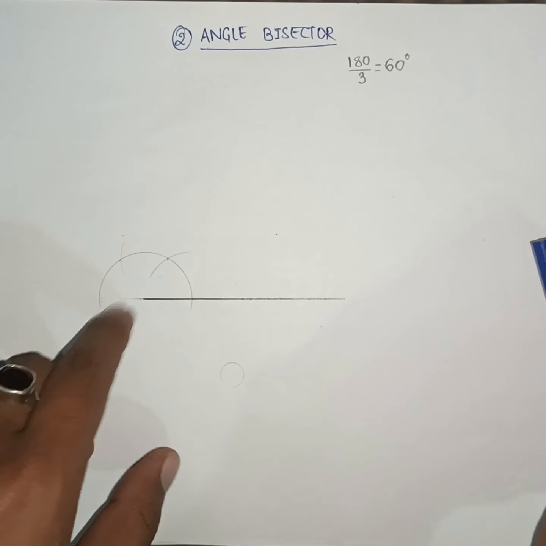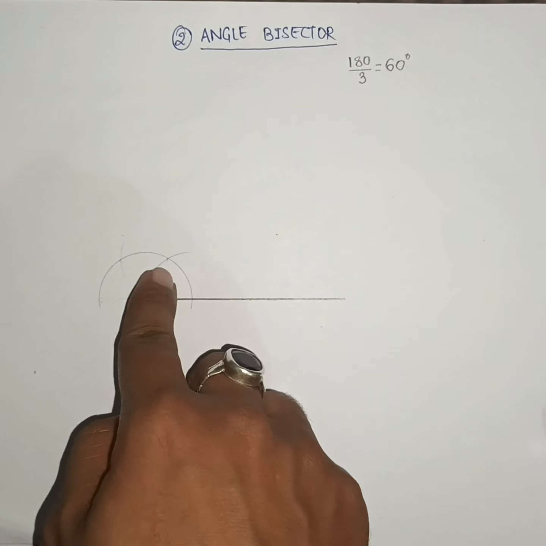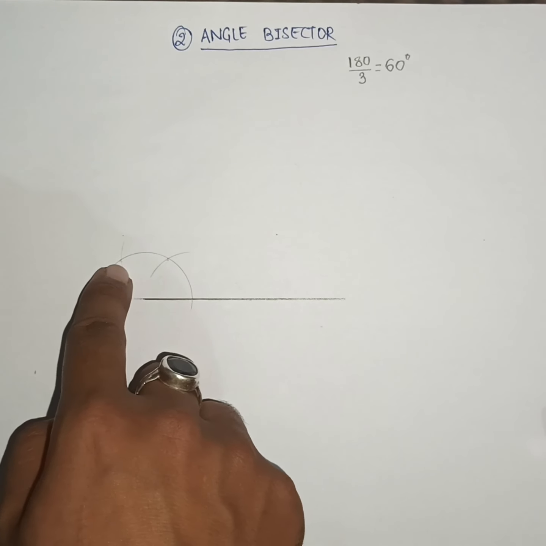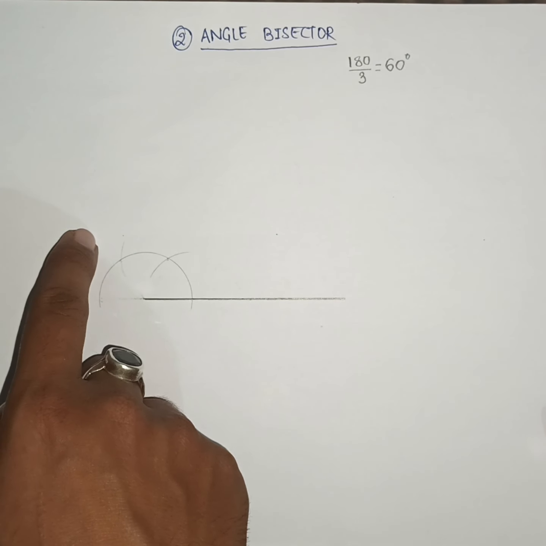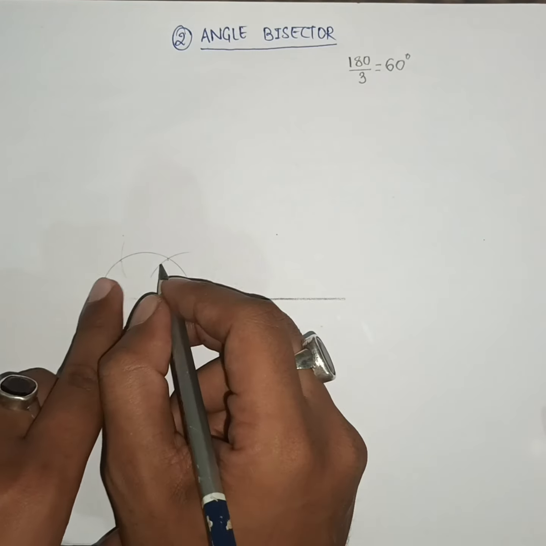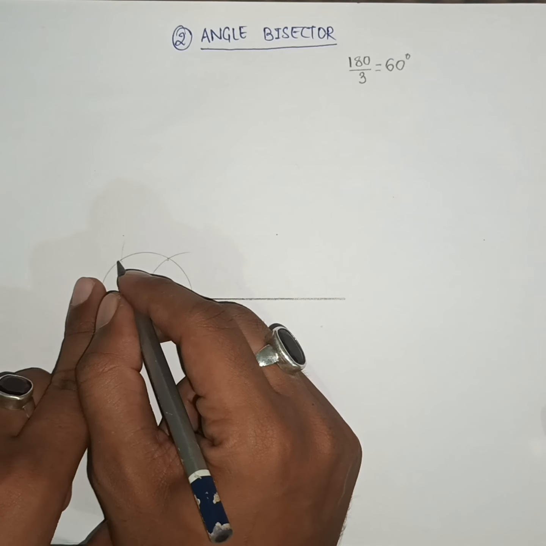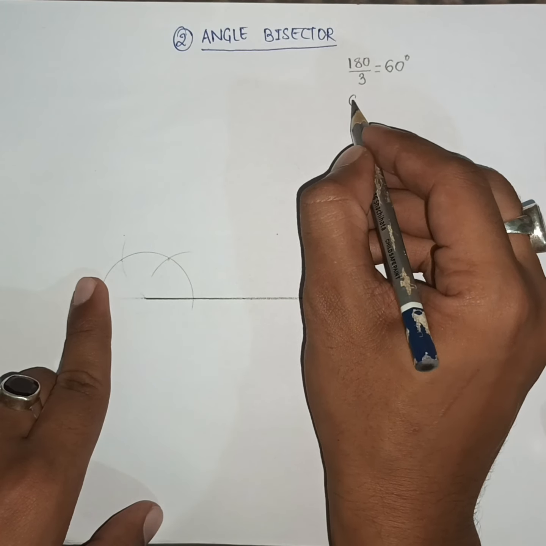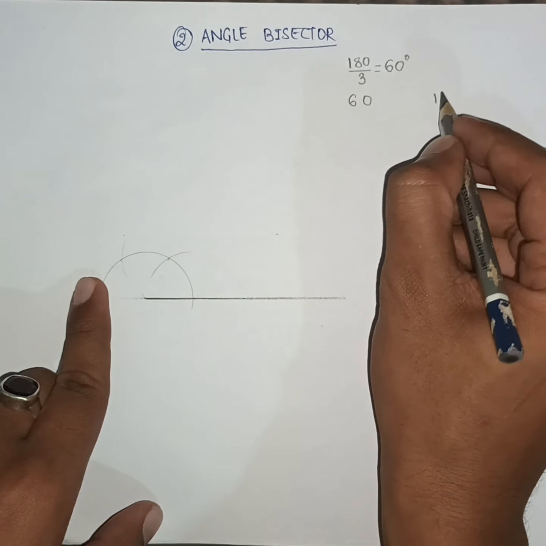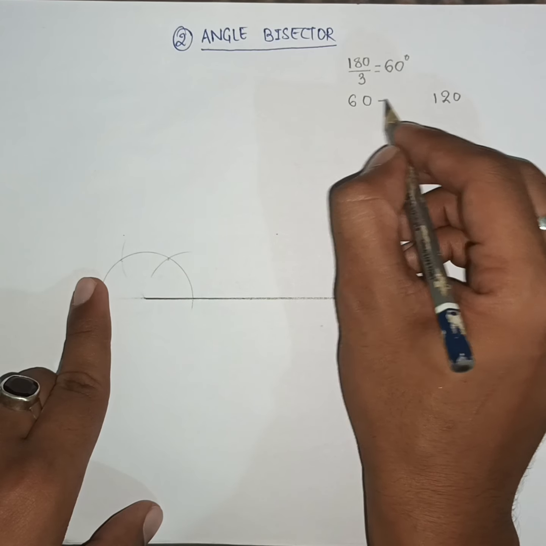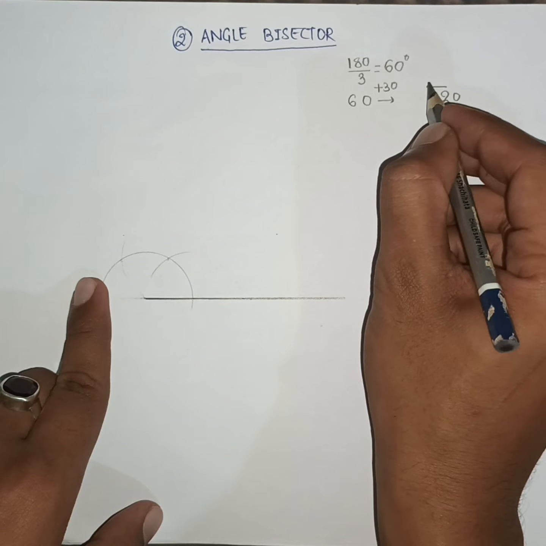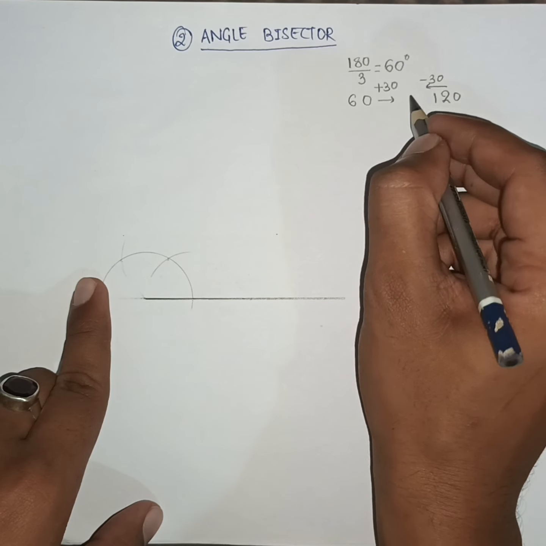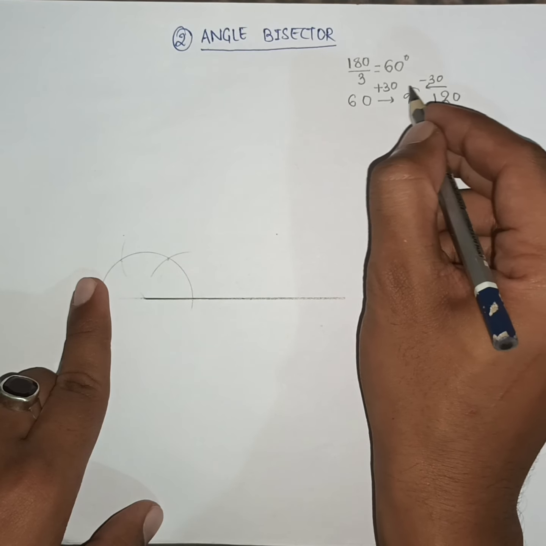Students, this is 60. Of course, this is 60 and this is 60 plus 60. That is, if we draw a line from here, we get a 120 degree angle. And the midpoint of 60 and 120 is equal to how much? The midpoint of 60 and 120 is, if we add 30 to 60 and if we subtract 30 from 120, we will come to an angle that is a 90 degree angle.